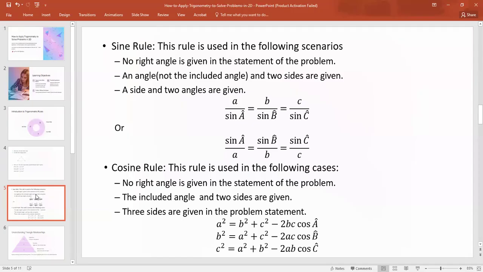Or alternatively, B squared is equal to A squared plus C squared minus 2 times A times C times cosine of the angle B. Or alternatively, the side C squared is equal to the side A squared plus the side B squared minus 2 times the side A times the side B times cosine of the angle C. You're advised to know all these rules and know how to use them.